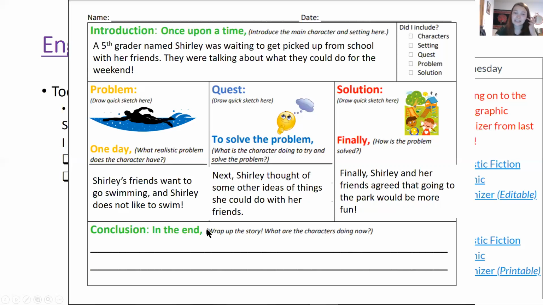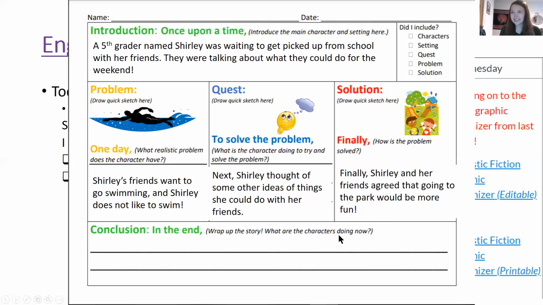Okay, so the next thing that I need to do is my conclusion, which is wrap up the story and have a nice ending that makes sense. So I'm going to reread my whole story so that I know the best way to wrap it up. Okay, so right here, back to the introduction. One day, a fifth grader named Shirley was waiting to get picked up from school with her friends. They were talking about what they could do for the weekend. Shirley's friends want to go swimming, and Shirley does not like to swim. Next, Shirley thought of some other things she could do with her friends. Finally, Shirley and her friends agreed that going to the park would be more fun.